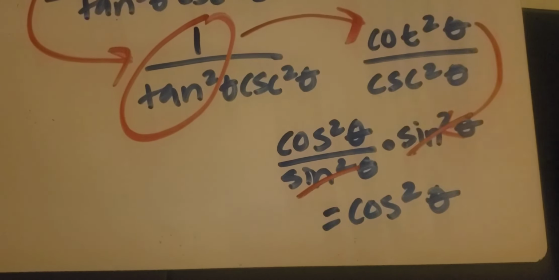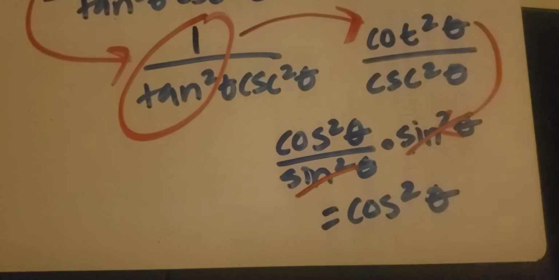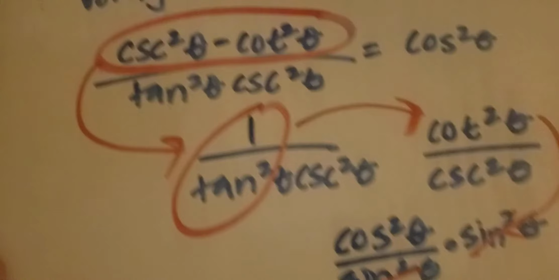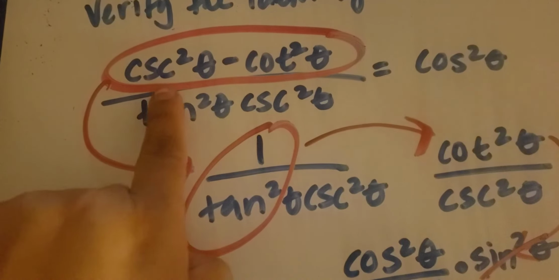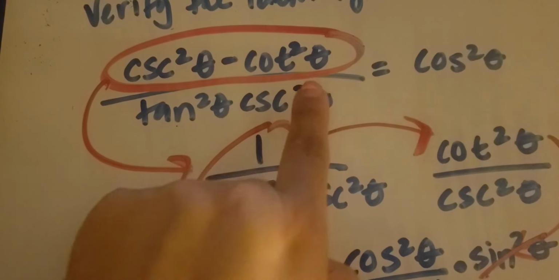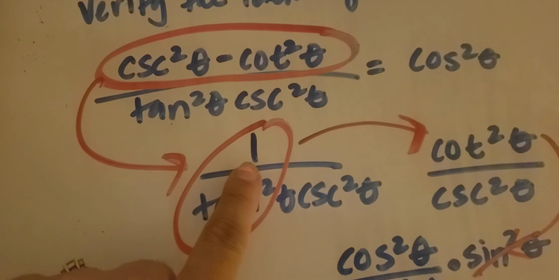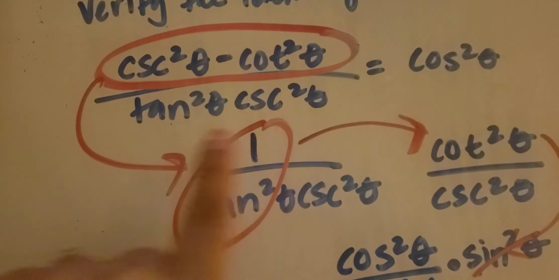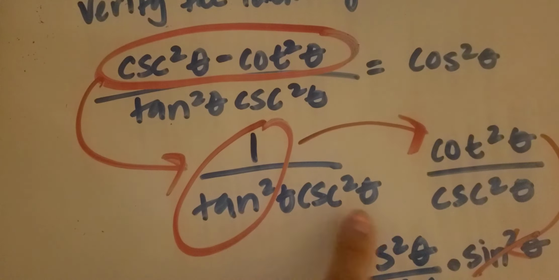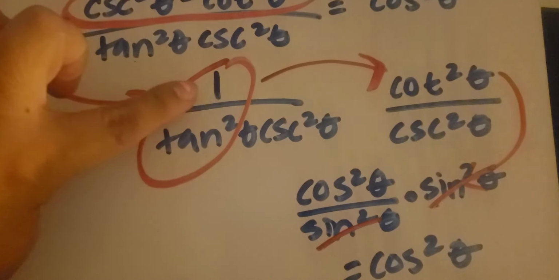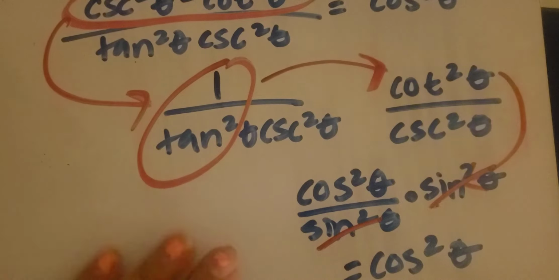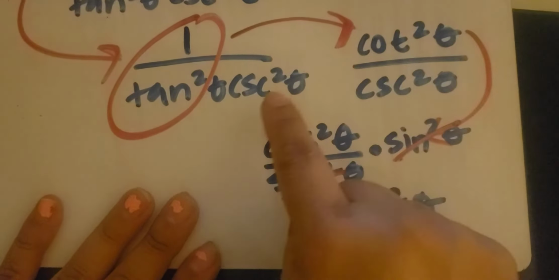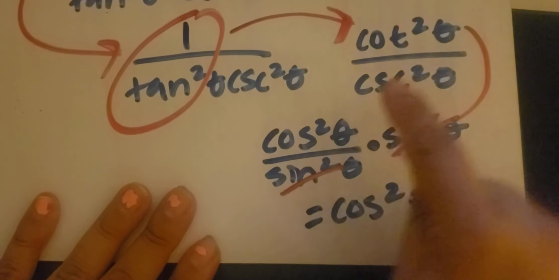Okay? So we use a lot of properties. So just to go over it again in case you have questions. Cosecant squared theta minus cotangent squared theta, that should just equal 1. That's a property. And so now I have 1 on top, and in the bottom I should have tangent squared theta and cosecant squared theta. But I rewrote 1 over tangent squared theta as cotangent squared theta over cosecant. I just brought that over.